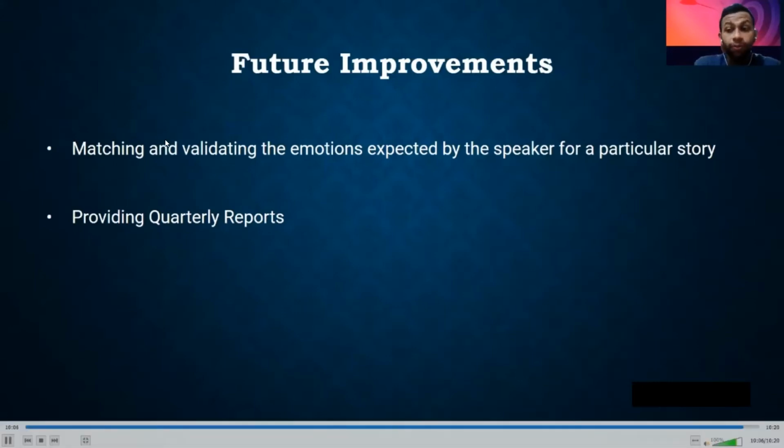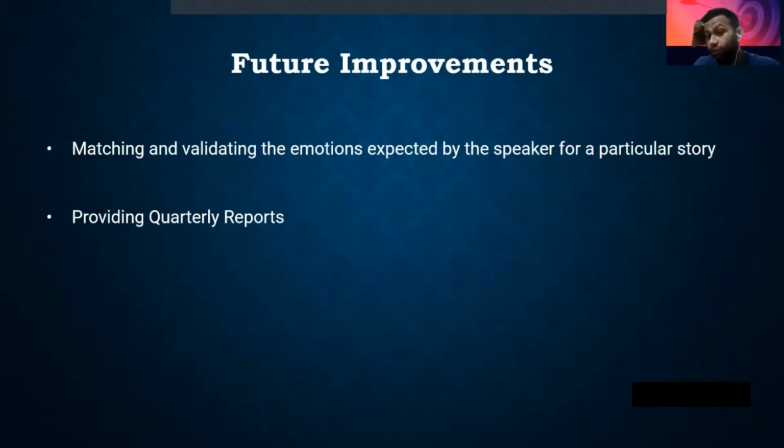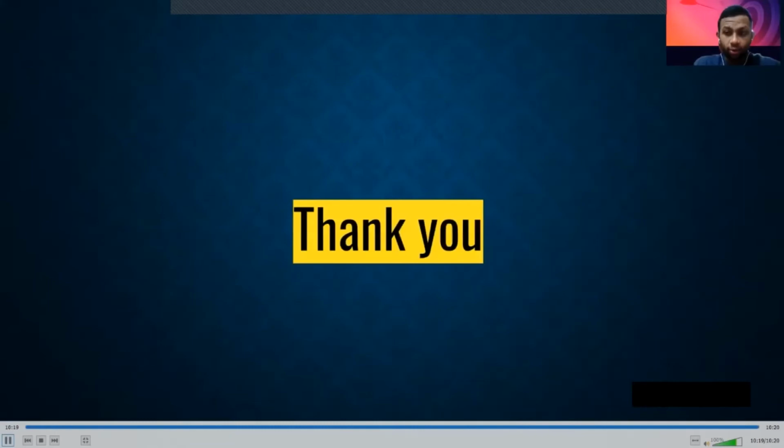And we can also provide quarterly reports, not just at the end of the speech, but also in the quarter stages. So these are some of the suggested future improvements for the Toastmasters. Thank you, and over to you.